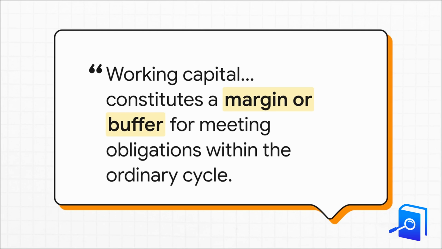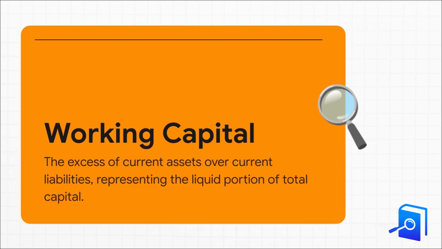Now, when you put these two things together, current assets and current liabilities, you get to the absolute heart of a company's short-term stability. The rulebook itself describes this relationship as a margin or buffer. And that buffer has a name: working capital. This number tells you exactly how much liquid capital a company has to, well, work with after it covers all of its immediate bills. It's a really vital sign of financial health.